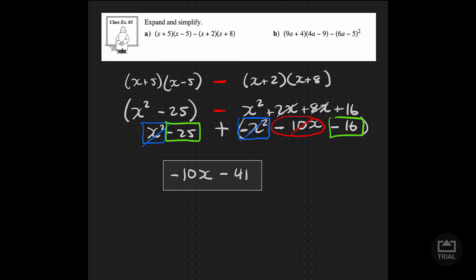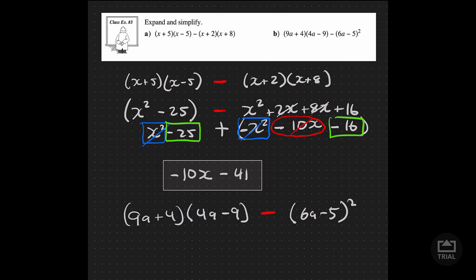Okay, question number B says (9a plus 4) times (4a minus 9), and we're going to subtract from it (6a minus 5) squared.